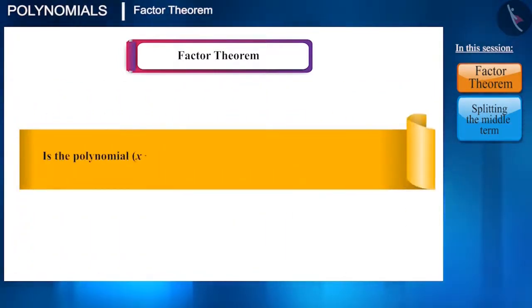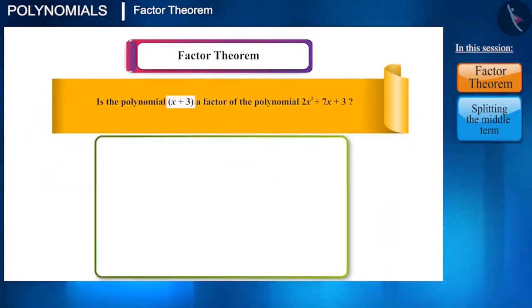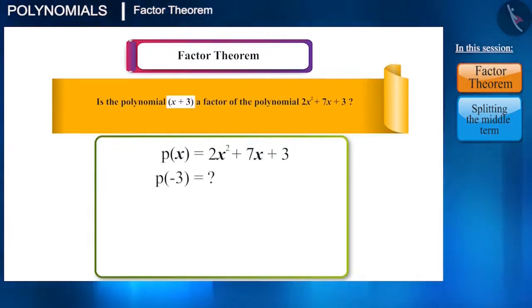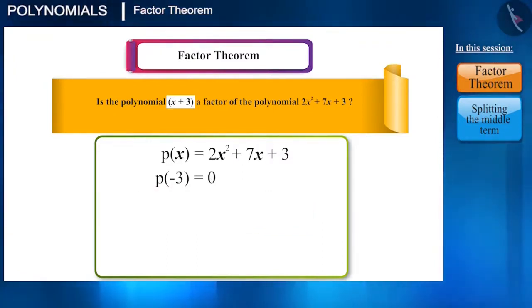Check whether x plus 3 is a factor of the polynomial 2x squared plus 7x plus 3 or not. According to the factor theorem, if x plus 3 is a factor of the polynomial 2x squared plus 7x plus 3, then p of minus 3 should be 0, where minus 3 is obtained by equating x plus 3 to 0. That is, if we write the polynomial this way, we have to check whether p of minus 3 is 0 or not. So let's check it.